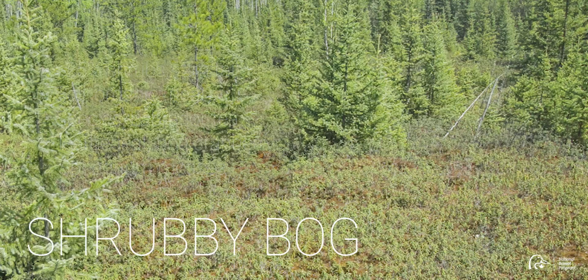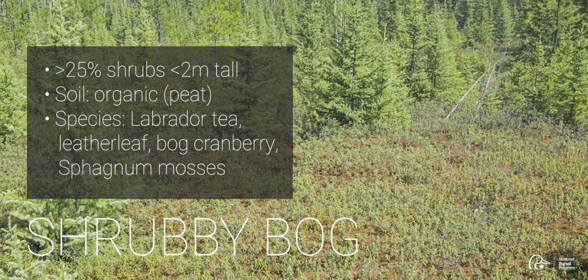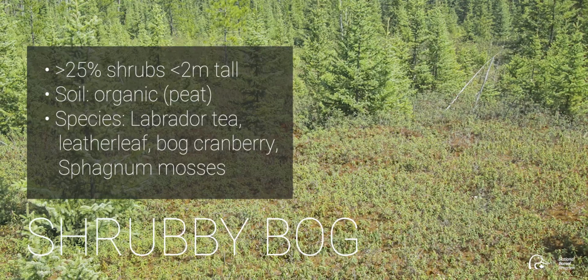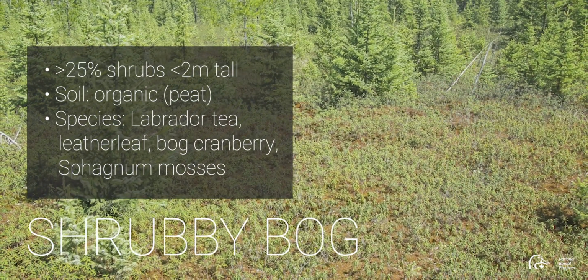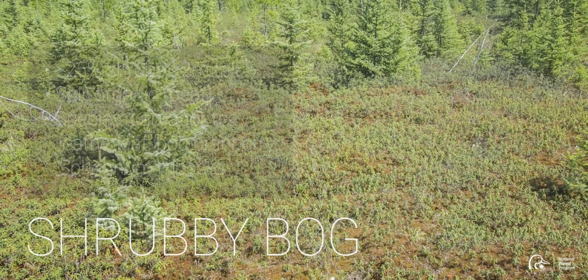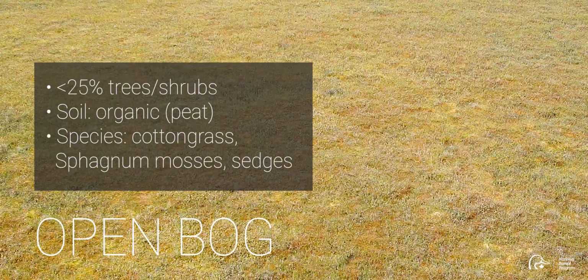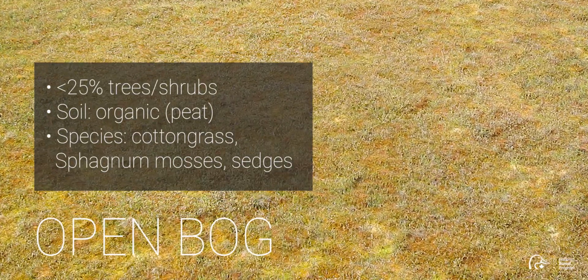Shrubby bogs are dominated by ericaceous shrubs, like Labrador tea and leatherleaf, with common ground cover species being cottongrass, cloudberry, bog cranberry, and sphagnum mosses. Shrubs growing in bogs are often less than 1 meter tall. Open bogs lack a dominant tree or shrub layer and are dominated by sphagnum mosses, slender sedge, and cottongrass.